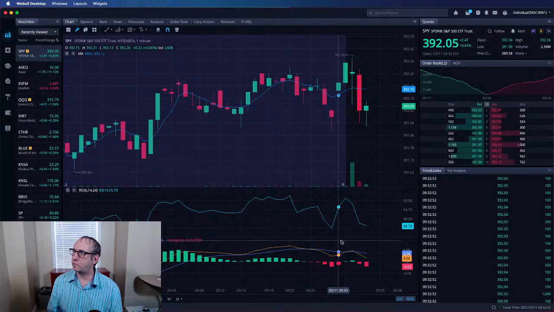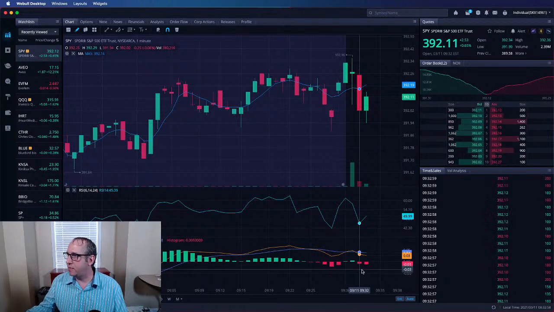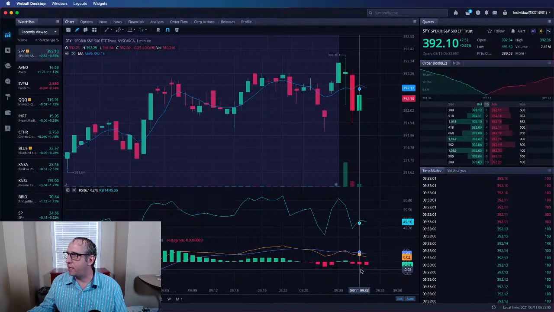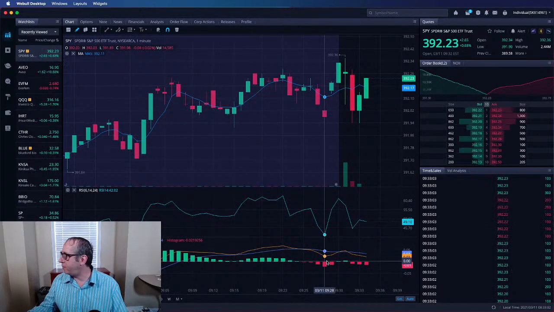Okay, so still forming here. You can see we have 2 red bars here, and it's still forming and moving up.